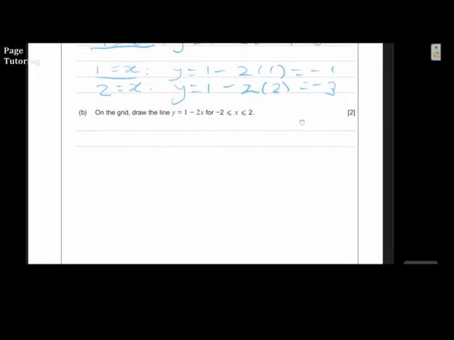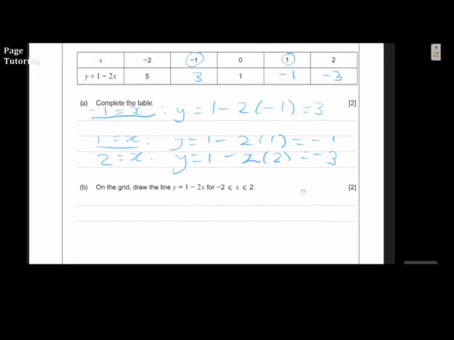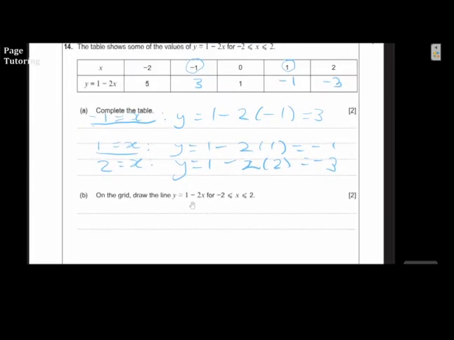Then part B says, on the grid, draw the line y equals 1 minus 2x for the range, and it's the range that you've just worked out with the table. So when it says draw this line, what it's actually asking you is to plot these points, plot the points that you've worked out up here. So you know that when you're plotting a point, it takes the form of x, y in these brackets. So for example, if we went for this first one here, that would be the coordinate -2 and 5.